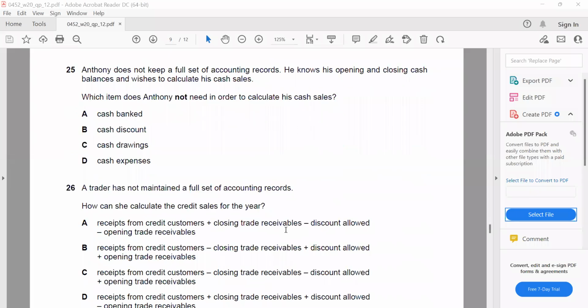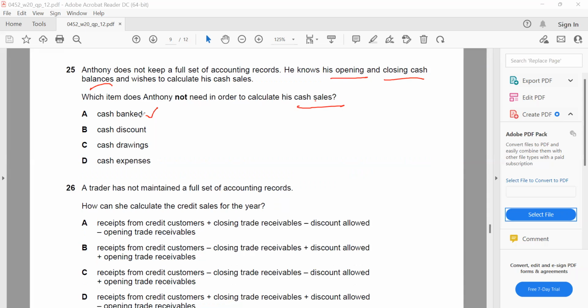Okay, question 25. Anthony does not keep a full set of accounting records. He knows his opening and closing cash balance and wishes to calculate his cash sales. Which item does Anthony not need in order to calculate his cash sales? So here he has opening and closing cash balance, cash bank. This one we need to know so that you know what is the amount.